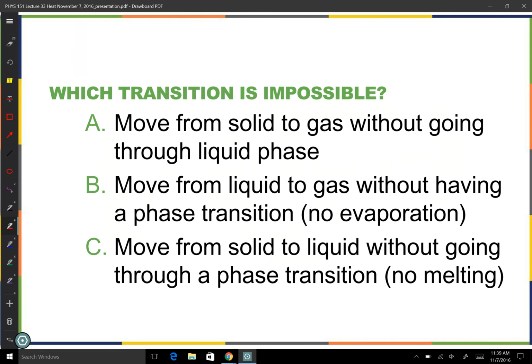Okay, so let's have our second clicker question. Which transition is impossible? To move from solid to gas without going through liquid, to move from liquid to gas without having a phase transition, or move from solid to liquid without going through a phase transition?